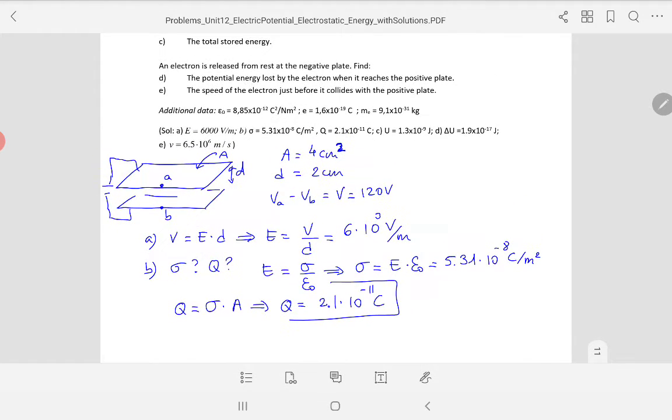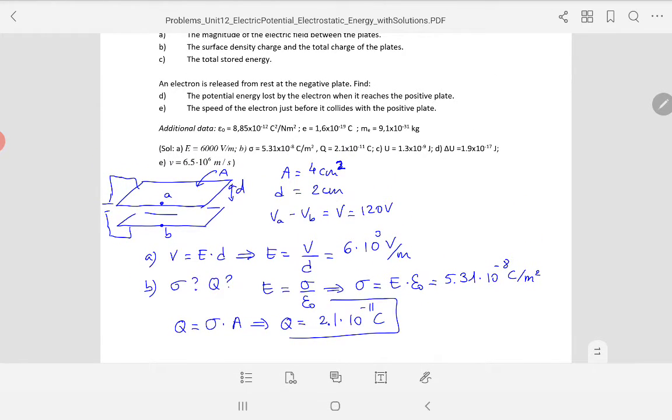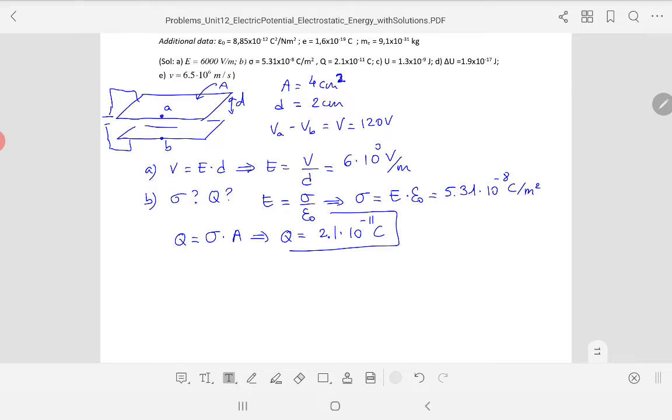Then they are asking what is the total energy stored there. So to calculate the total energy stored, as we have the charge and we have the potential difference, this can be easily solved by remembering that the energy stored in a parallel plate capacitor is 1/2 times the charge stored times the potential difference. So if you do the maths, this is 1.3 times 10 to the minus 9 joules.